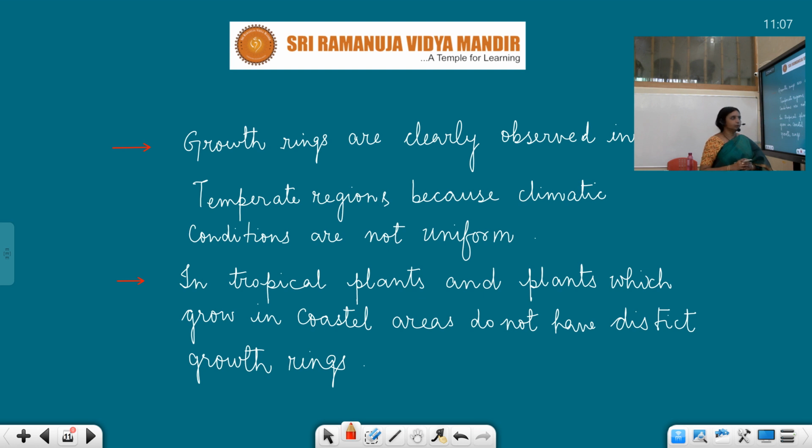In the tropical region, tropical plants, what happens? The plants which are growing in the tropical region, and plants which are growing in coastal areas, in sea coast areas, do not have distinct growth rings, because no uniform conditions can be observed. The climatic condition does not change much. So, uniform condition. There, instead of growth rings, growth marks are present. And in coastal areas also, growth rings are not found.